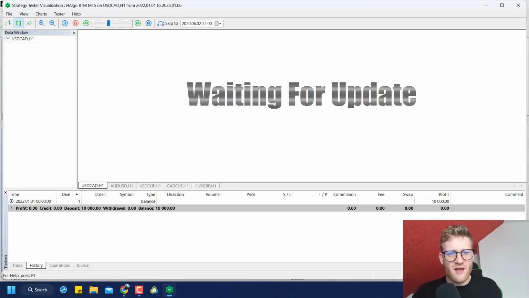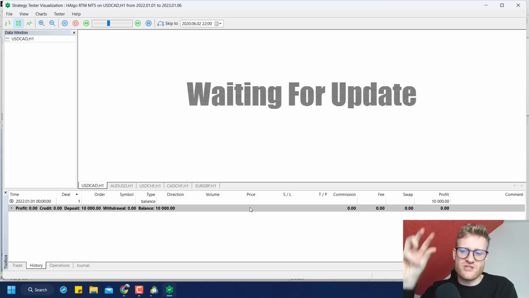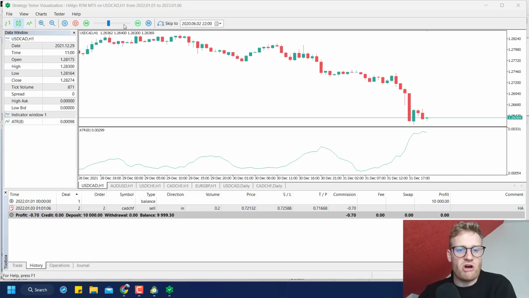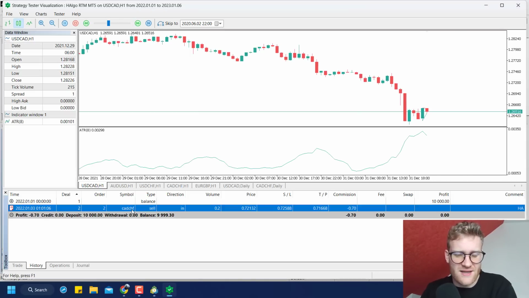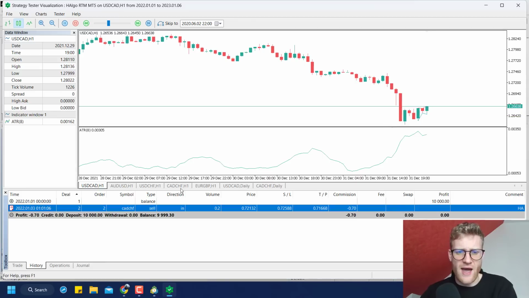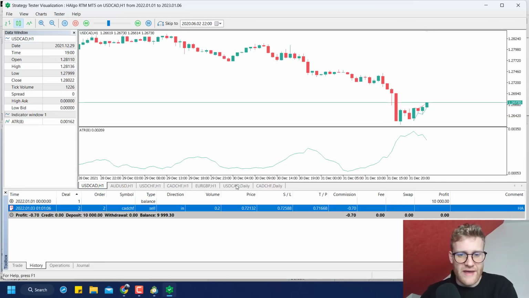So we are trading. We have this risk reward ratio of 1 to 1, so we can win 1% or lose 1%, which is really cool. So yeah, let's have a look at how it looks now. Okay, we are now trading Canadian dollar, Swiss franc. So we are trading more symbols now.